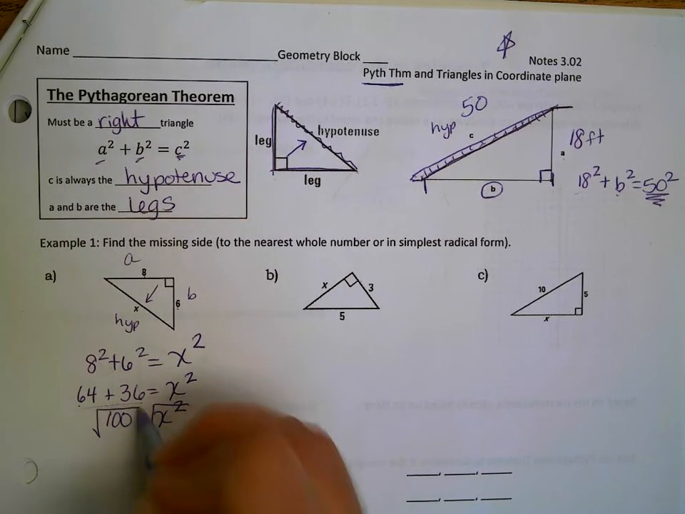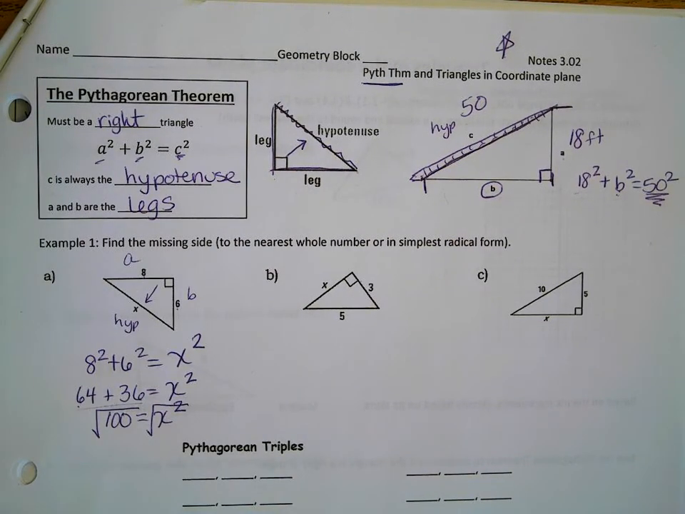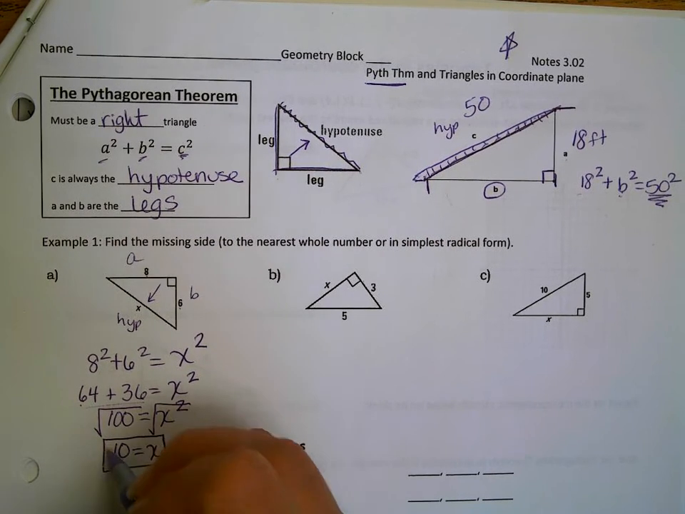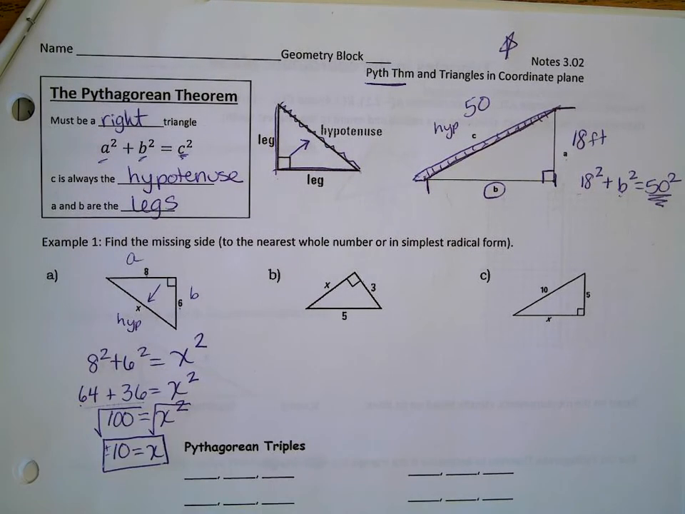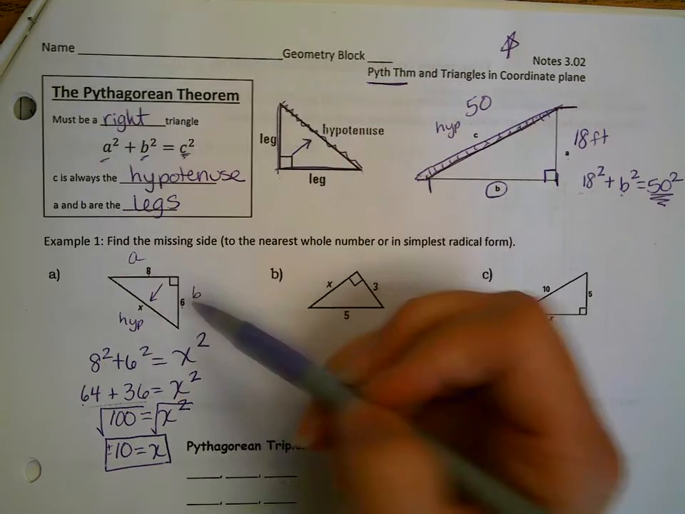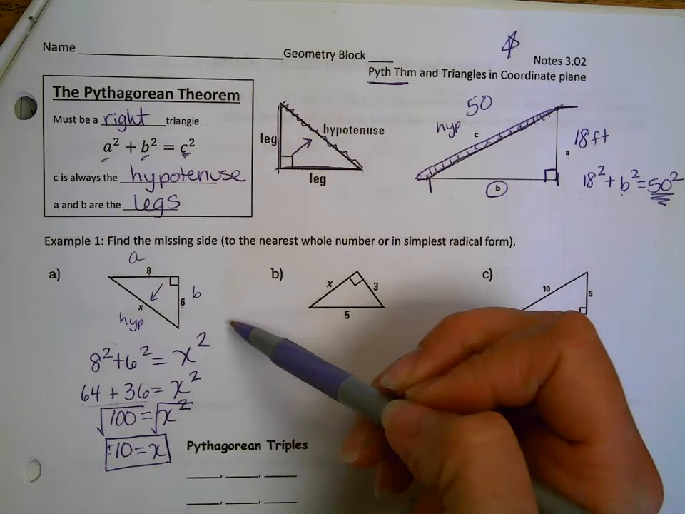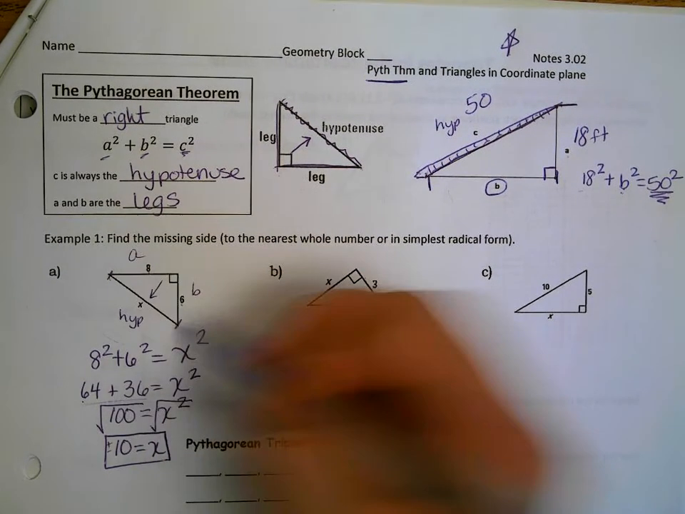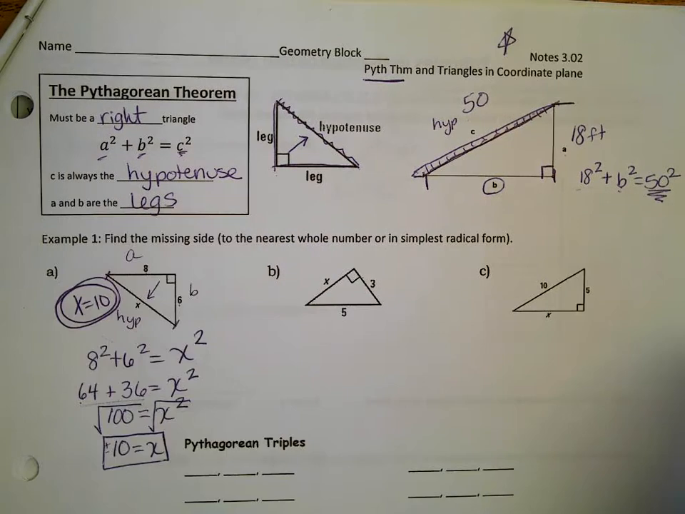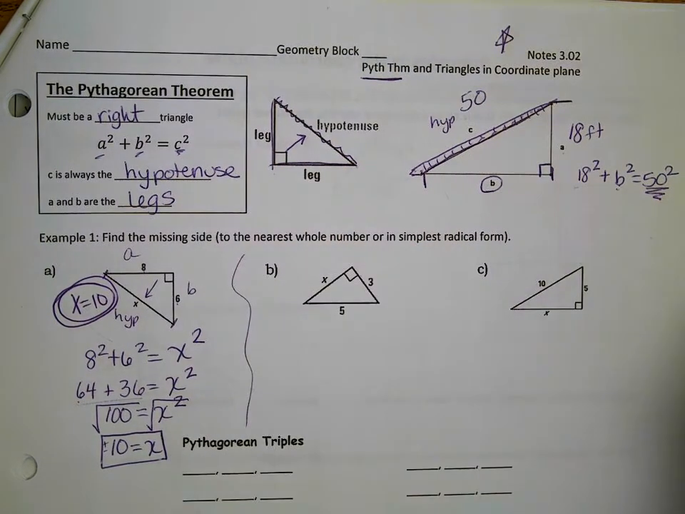Here we're going to take the square root of both sides. When we take the square root of 100, we get 10 equals x. Technically this is plus or minus 10. Whenever you take the square root, we get two values as an answer because x was squared. But since we're doing a geometry question, this length from this point to this point can't be negative 10. So we're going to say here that x is 10 as our answer for letter A. Moving over to letter B.